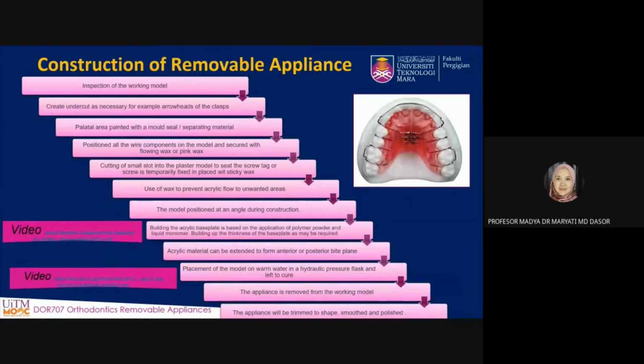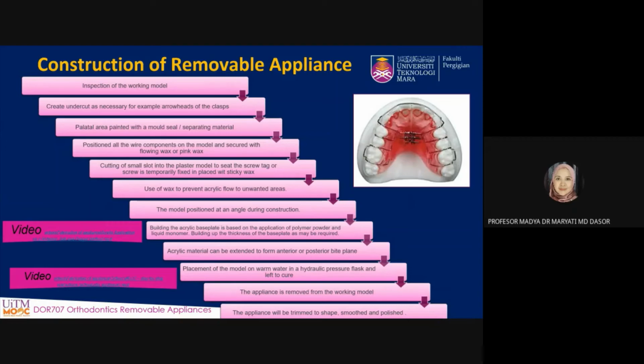Next is construction of removable appliance. Here we highlight to you step by step of fabrication for removable appliance. It will begin with inspection of working model, creation of undercut if necessary for a component such as arrowhead of Adams clasp. Altered area will be painted with a mold seal or separating material.